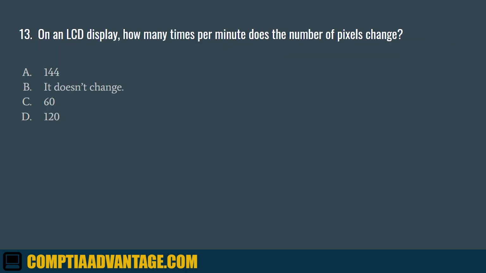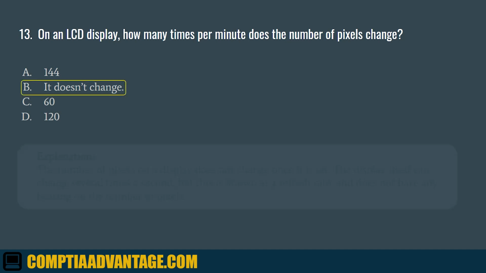Question 13. On an LCD display, how many times per minute does the number of pixels change? A. 144. B. It doesn't change. C. 60. D. 120. The correct answer is B.